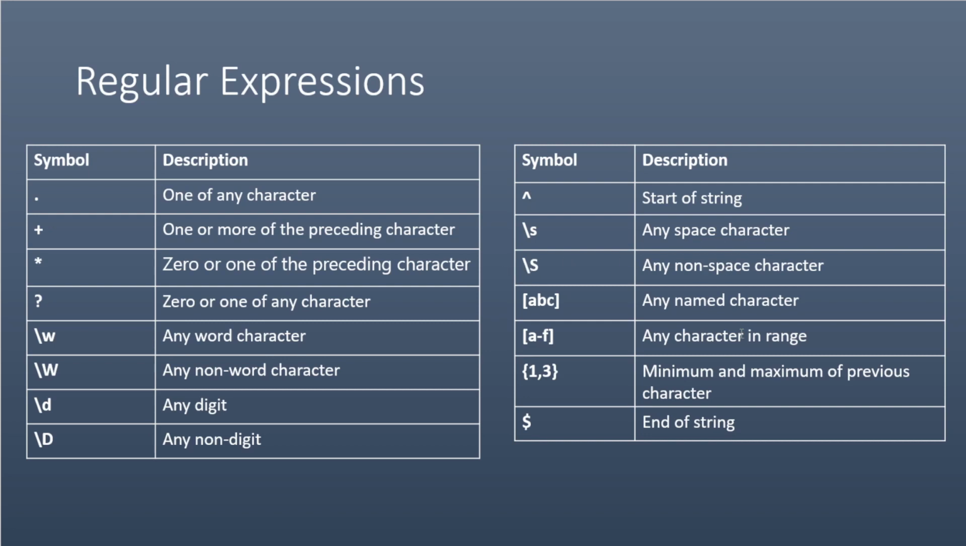Backslash capital S for non-space. Any named characters. Any characters in a range. So this one here would match any character that would be A, B, C, D, E, or F. Then you've got 1 to 3. So this would allow of the previous character, I can allow 1 or 3 of them, 1 through 3. Right? And then a dollar sign kind of representing the end of the string. Right? So what can we utilize this with?